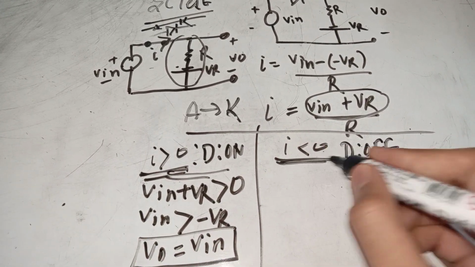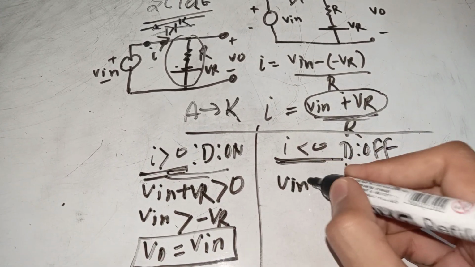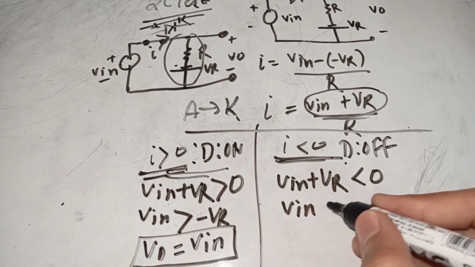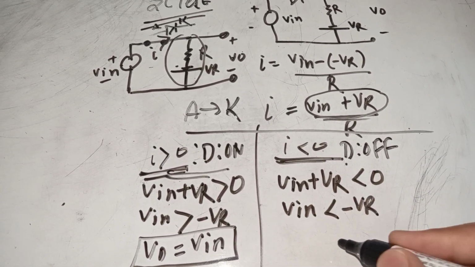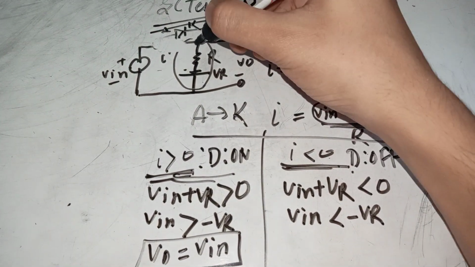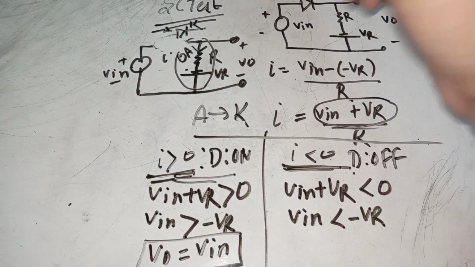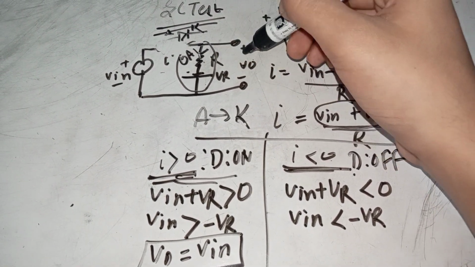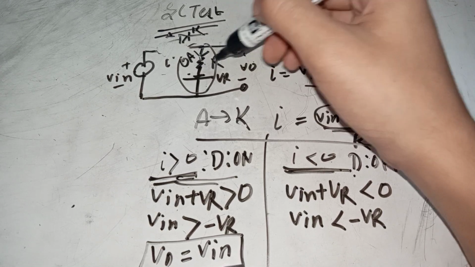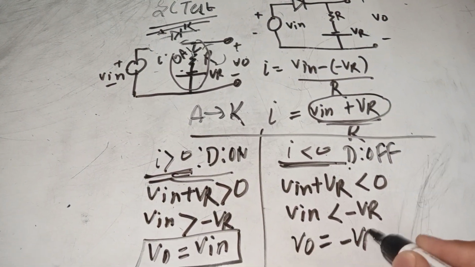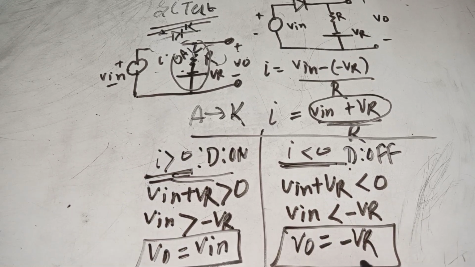But when I is less than 0, that is, this sum V in plus VR is less than 0, in this case V in is less than minus VR. So when that's the case, the diode will be open circuit. If I open circuit the diode, there will be no current here, 0 ampere. So when there is no current, there is no voltage drop across the resistor. Now if I apply KVL here, I'll get V0 equals minus VR. So when the diode is off, the output voltage equals minus VR.